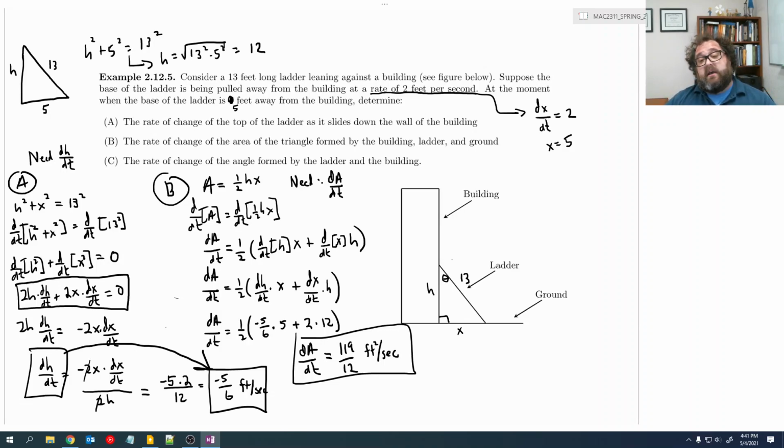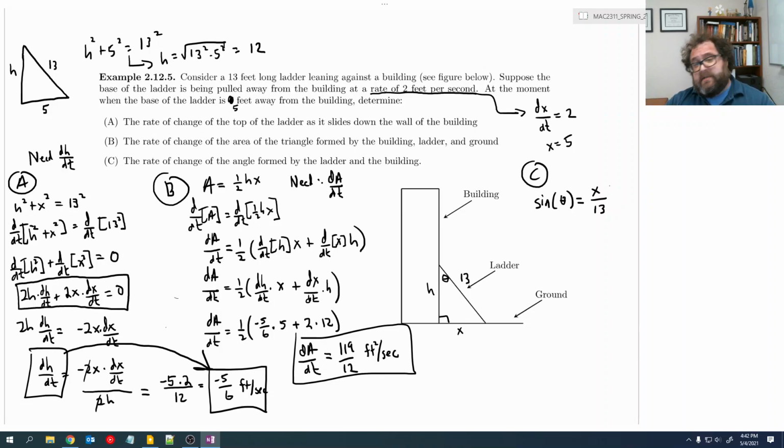What could we say? I'd probably use sine here. For part C, we could say that sine of theta is opposite over hypotenuse, so x over 13. I think that's a good way. We can relate x and 13. We know, because we're going to eventually differentiate and get dx/dt, which we know is 2.